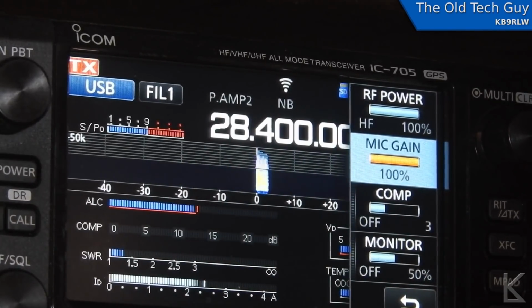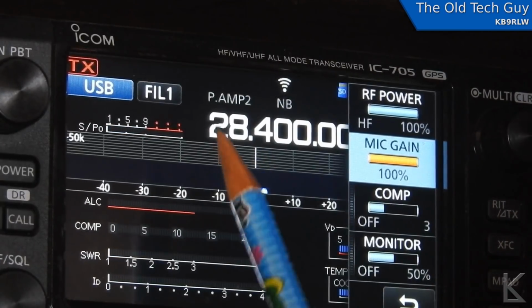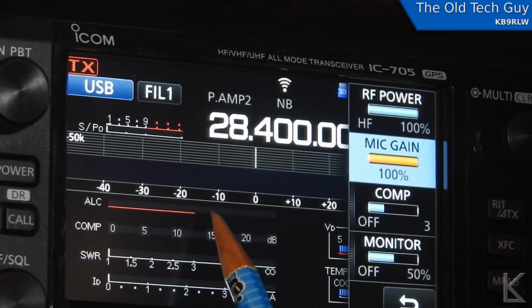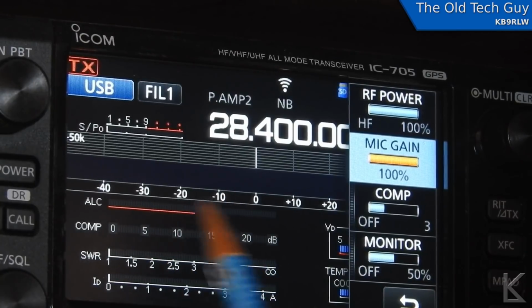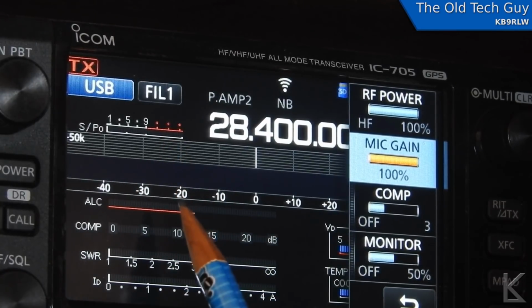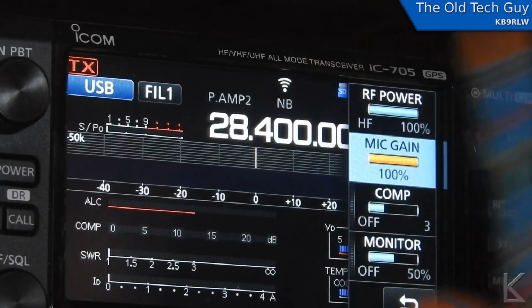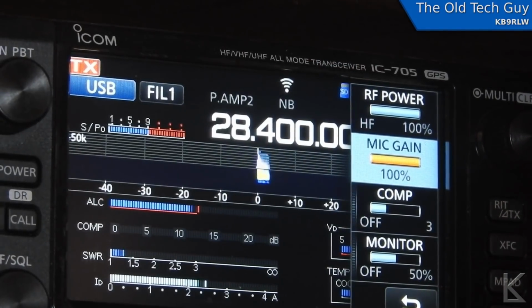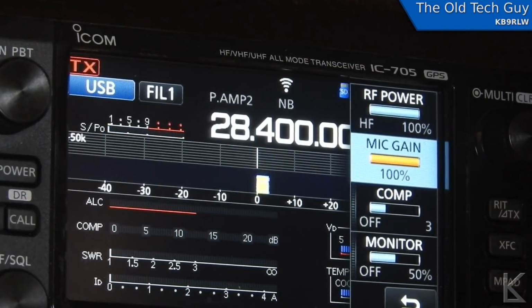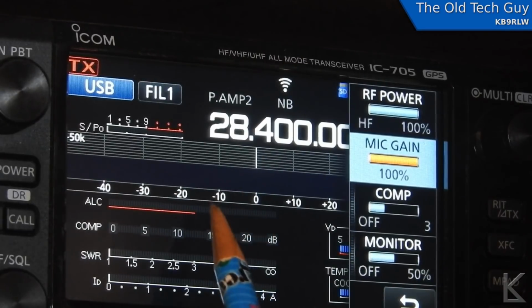KB9 RLW testing, 1, 2, 3, 1, 2, 3. And you could see that it hit that top edge and that little red bar appeared right there, telling me that I've exceeded the ALC's range. So that's not good. I'm pushing things too hard, and if I talk too loud, like let's say I laughed at something, oh yeah, that was a funny joke, ha ha ha, you can see that it was just slamming there at the top.